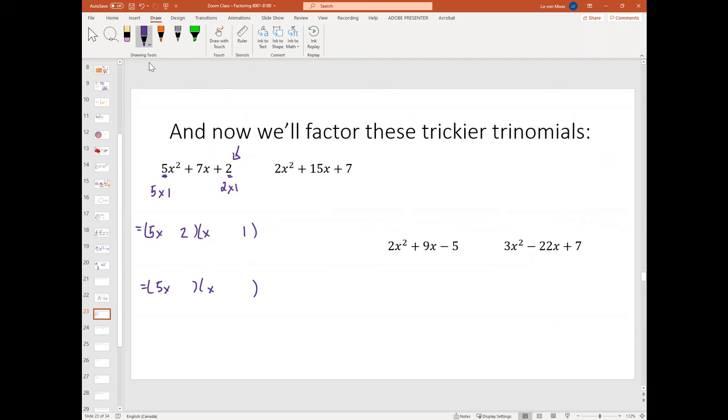So if I have 5x and x, I can put the 2 and the 1 in this order, or I could do them in the opposite order. Those are the only 2 ways I can organize that collection of numbers. The 2 is positive, the 7 is positive, so at least everything's positive. Could be worse. My only question for you now is which one is right? Which one is actually the answer?